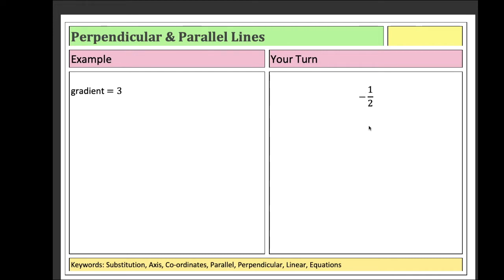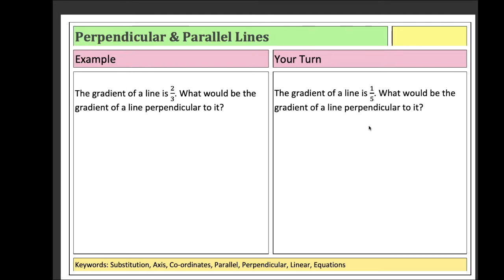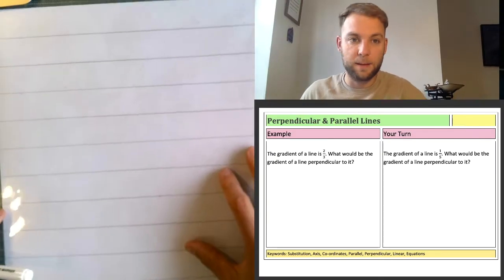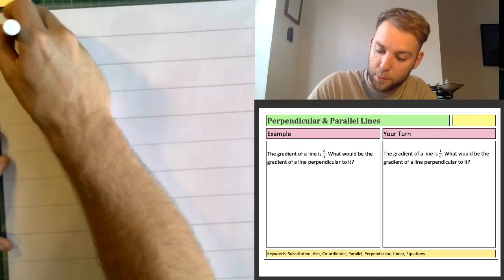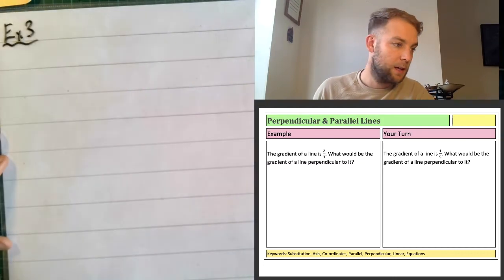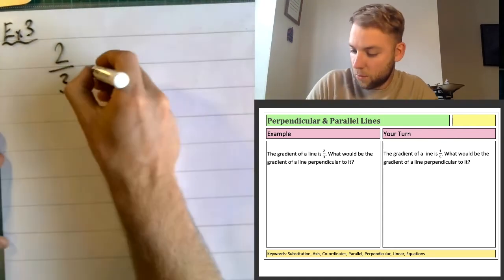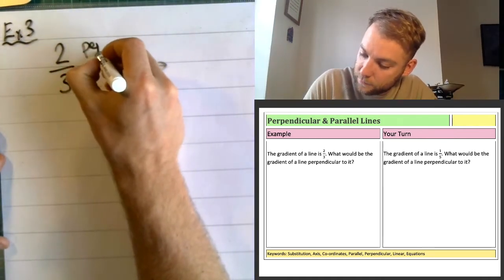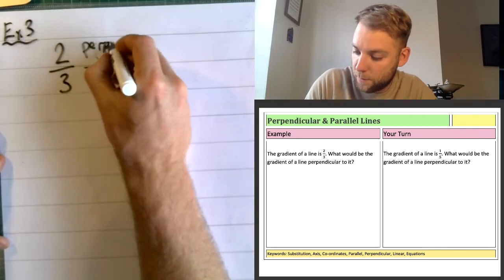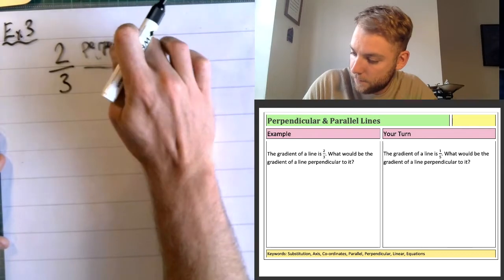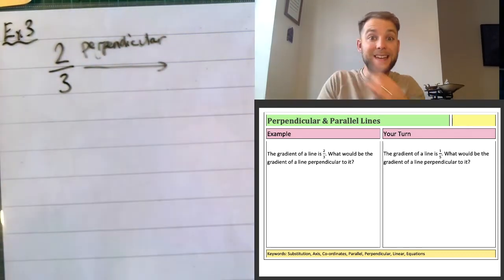So let's have a look at this next one then. So the next one here says the gradient of the line is 2 over 3. What would the gradient of the line perpendicular to it be? And the gradient of the line is 1 over 5. What would the gradient of the line perpendicular to it be? So let's have a look at both of these. If you're feeling confident, you might want to have a go at these yourself now. So this one here is example 3. And our gradient in this one is equal to 2 over 3. So our perpendicular gradient is equal to the negative reciprocal of this.